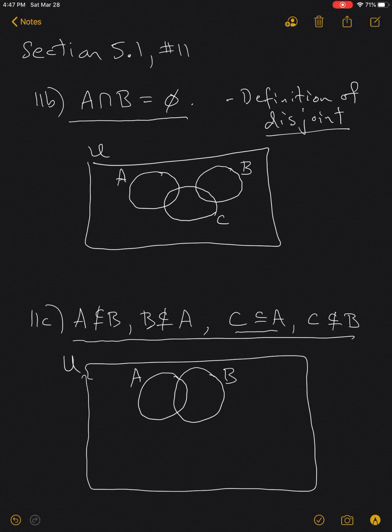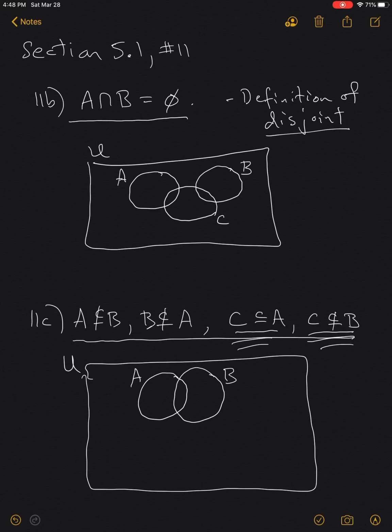The last two conditions are for the set C, our third set. It is supposed to be a subset of A, but not a subset of B. So it needs to sit completely inside of the set A and not completely inside of the set B.